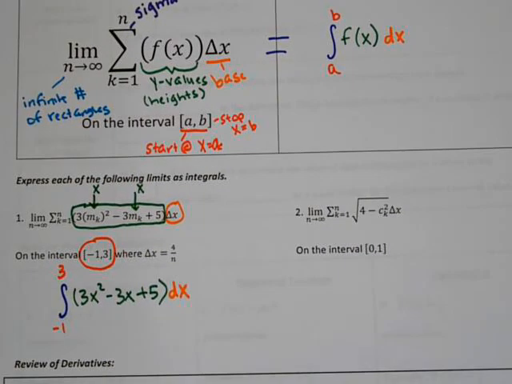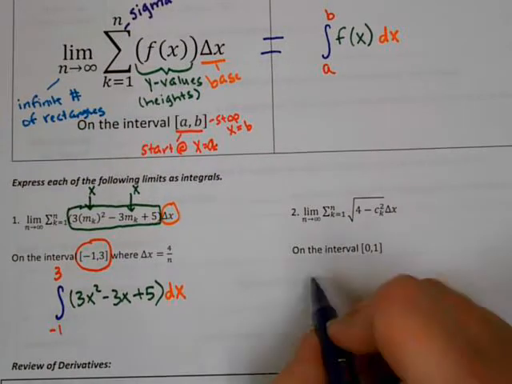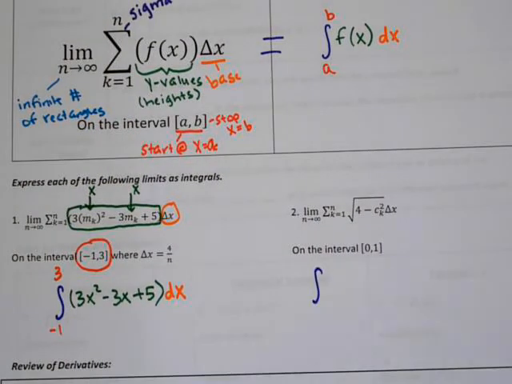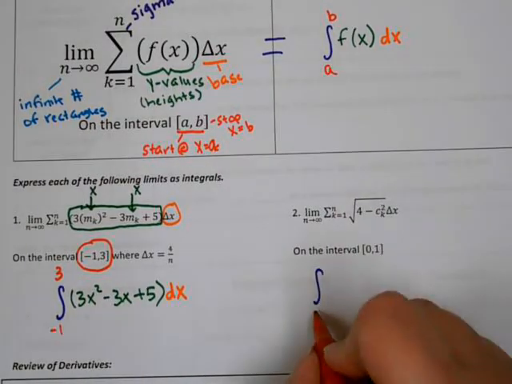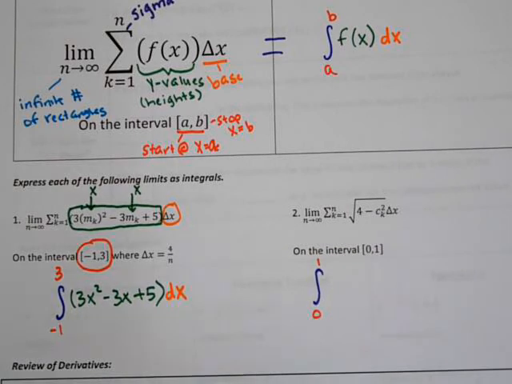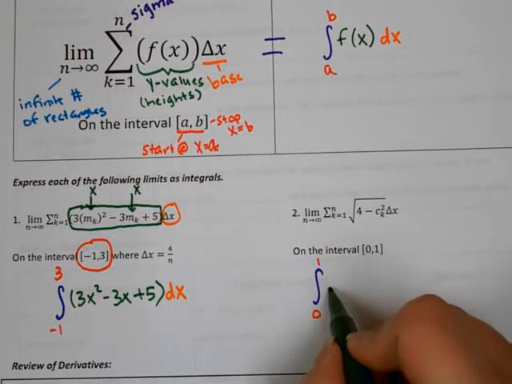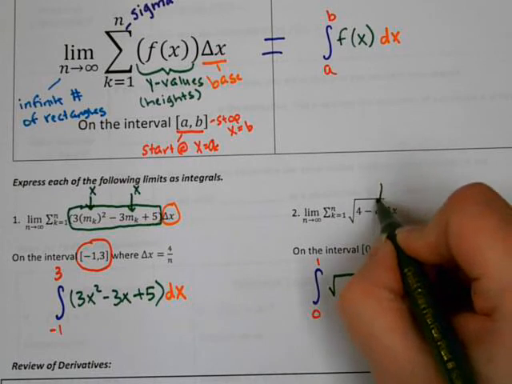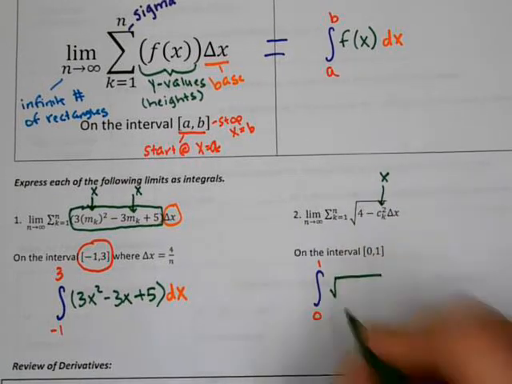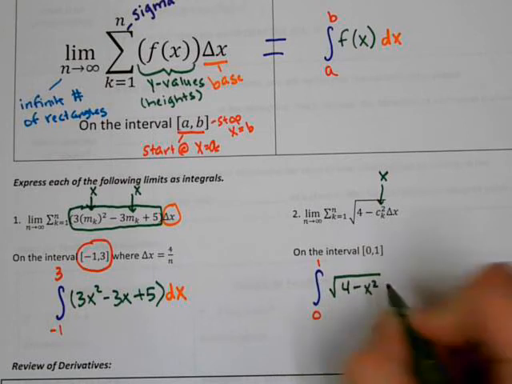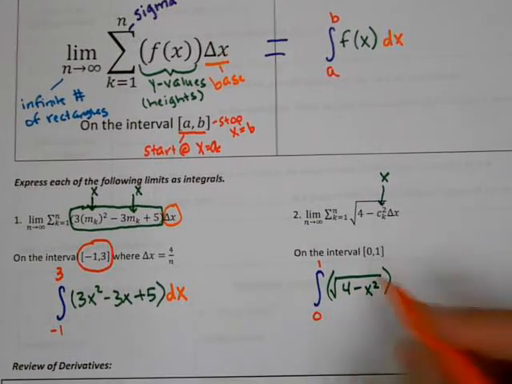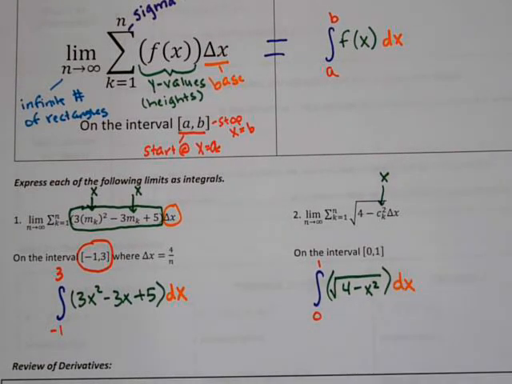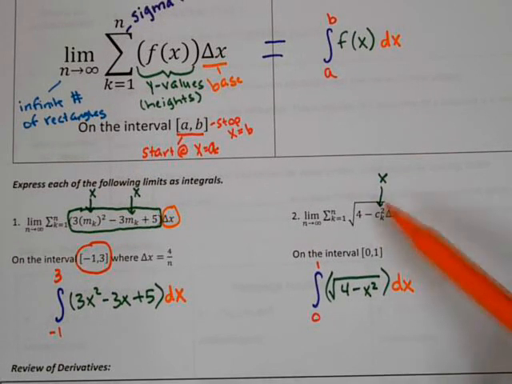All right, taking a look at number 2, we're going to do the same thing then. So we need our integral, and our interval is what gives us our bounds of integration, so we're going from 0 to 1. And we need to look at our function, which in this case is the square root of, we're going to change that c sub k to an x, so 4 minus x squared. And then to end our integral, we know that we need dx. So you're going to have to be able to translate from limit notation and the summation notation to integral notation.